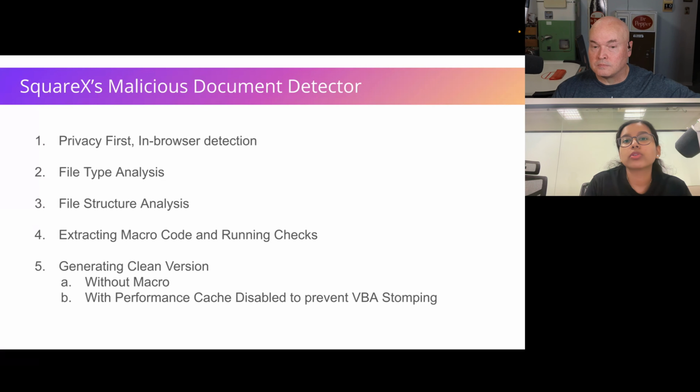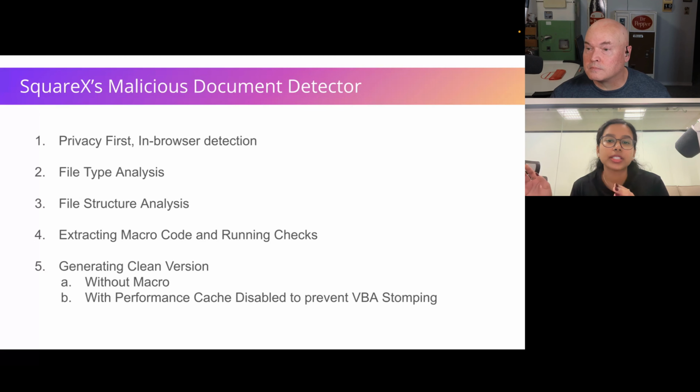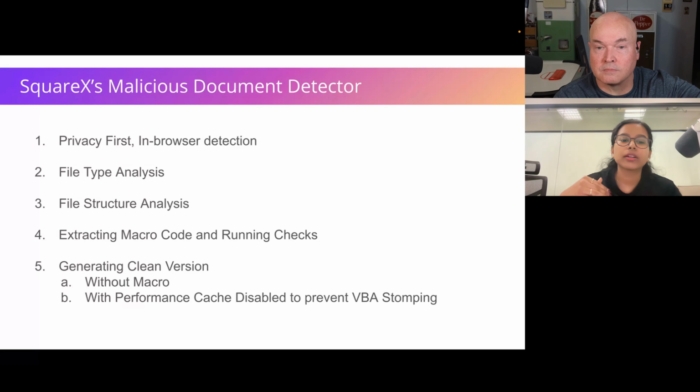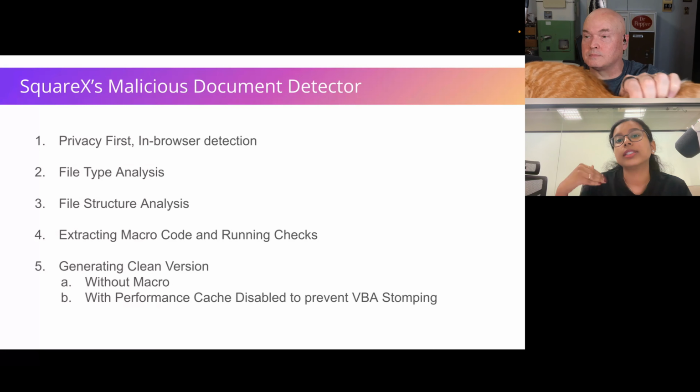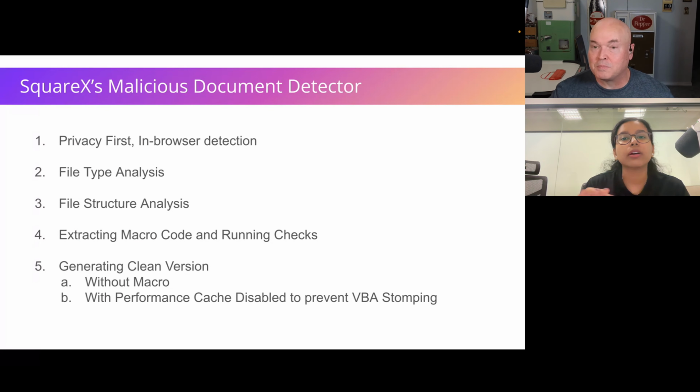We also look through the code itself within the macros, and then we run checks to see if there are certain blacklisted functions that are being called. For example, are there shell commands? Are there references to your local system, and so on and so forth. So these are the few things that we do on the detection aspect, and we do all of this in the browser without sending anything back to our servers or to any third parties to analyze.